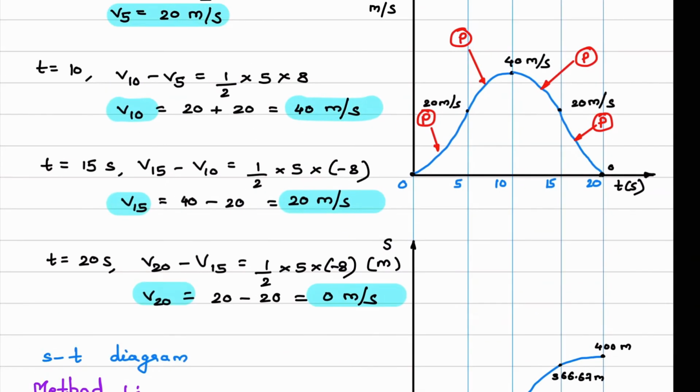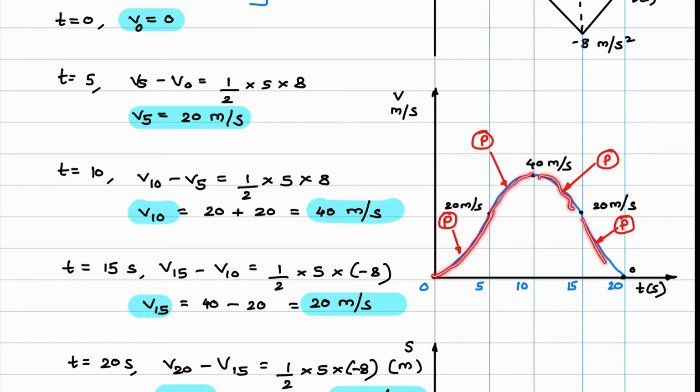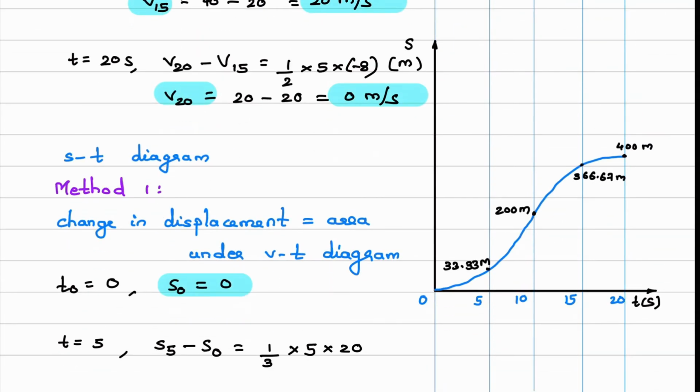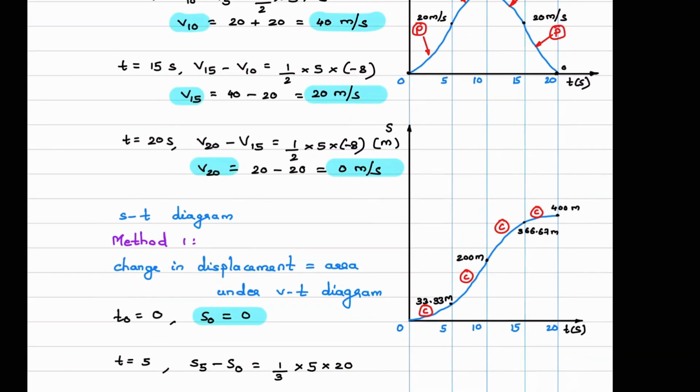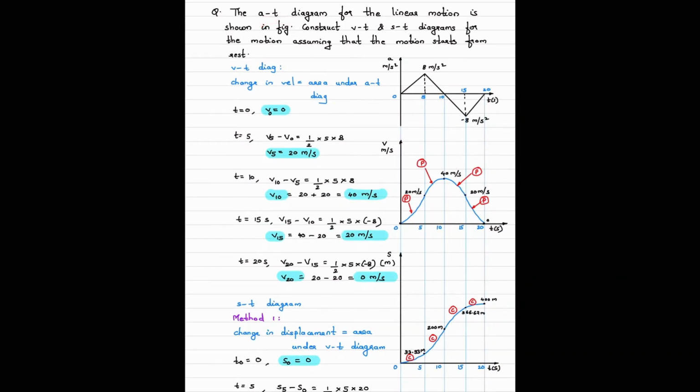Okay, now velocity diagram, everywhere we have parabolic curve. So on ST diagram, all the curves will be cubic. So we'll write down C. Okay. So we have completed with this question. What was asked in the question? AT diagram is given in the question and we have to draw VT and ST diagram. So we have drawn VT diagram and ST diagram.